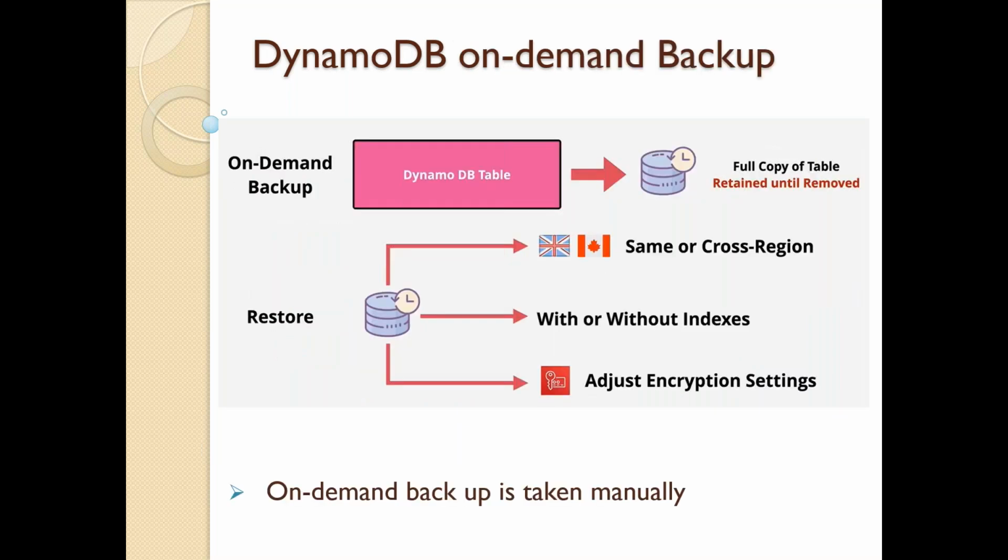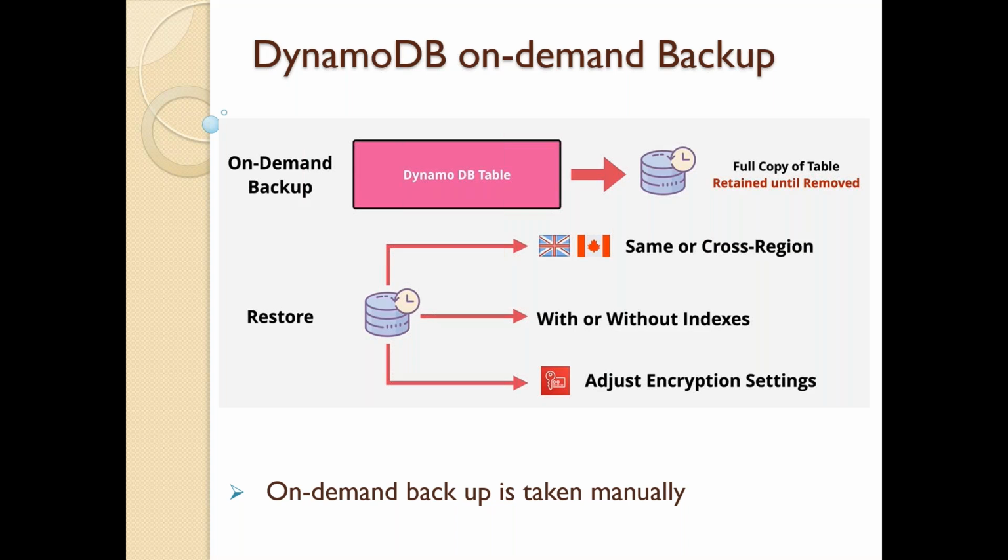So for DynamoDB on demand, there is an automatic backup that is taken. You don't have to do anything. And then you can also take an on-demand backup. It's a manual backup. Okay. When you take an on-demand backup, it's going to take a full copy of your database and you can restore either to the same region or across region, with or without indexes. And you can also change the encryption settings while restoring the backup. On-demand backup is taken manually, as we saw. So this is just a manual backup.